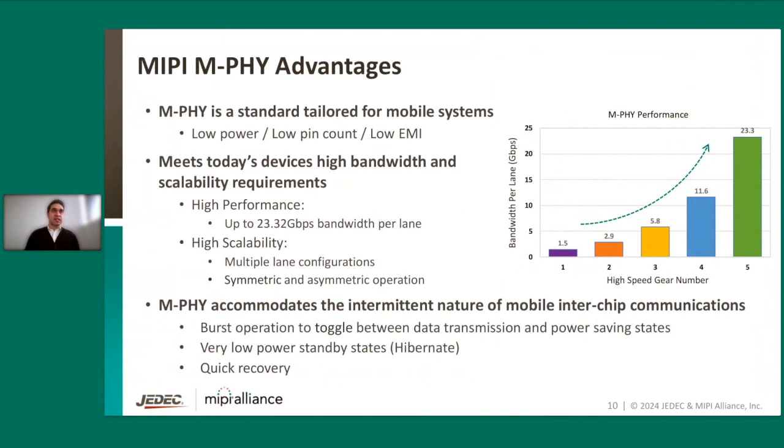So it's a standard tailored for mobile systems, fulfilling the key requirements of low power, low pin count, and low electromagnetic interference. It meets today's devices' high bandwidth and scalability requirements, with performance up to 23 gigabits per lane. It is very scalable, allowing multiple lane configurations and both symmetric and asymmetric link operation. It is well suited for the intermittent nature of mobile interchip communication, allowing quick entry and exit of low power states, both between data transmission and shallow power saving states and deep power saving states such as Hibernate.